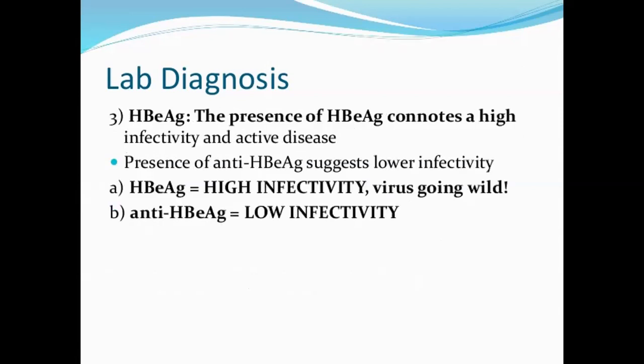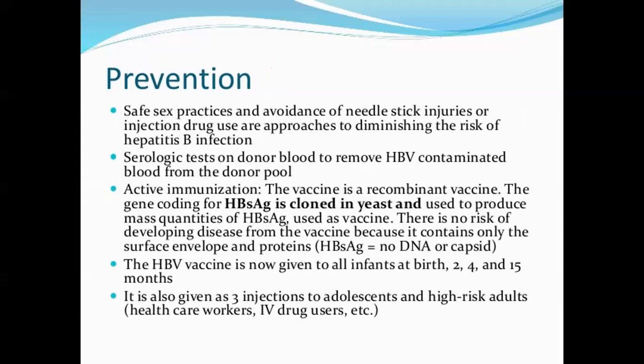What else comes in lab diagnosis? Hepatitis B E antigen. The presence of E antigen denotes high infectivity and active disease. The presence of anti-hepatitis B E antigen suggests lower infectivity. Hepatitis B E antigen: high infectivity, virus going wide. While anti-hepatitis B E antigen means low infectivity.